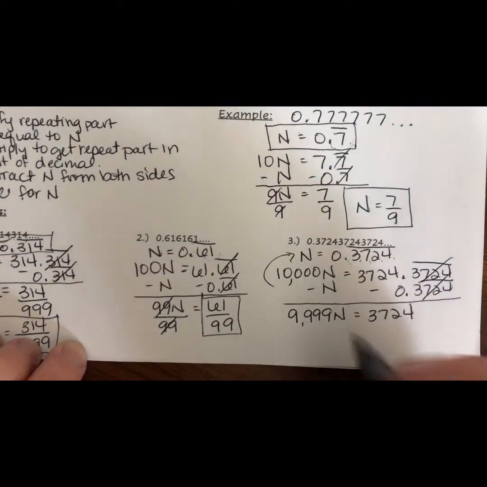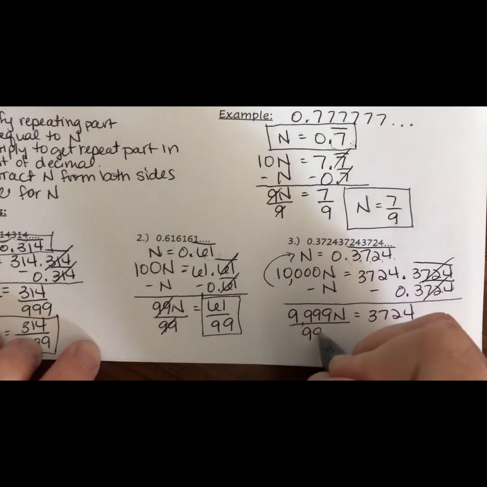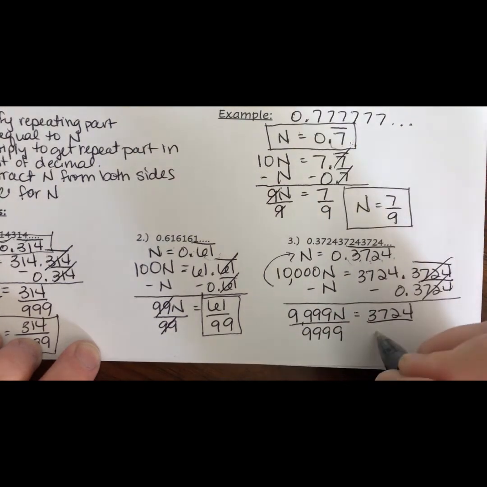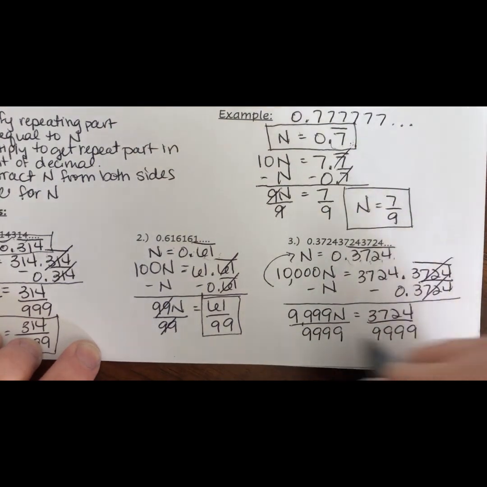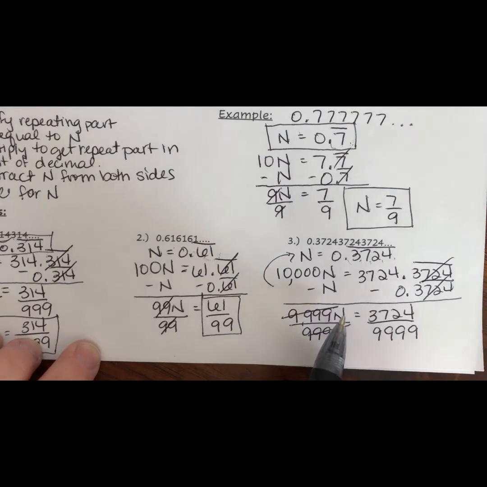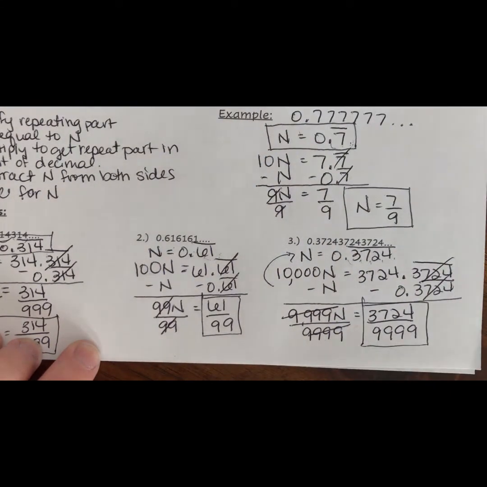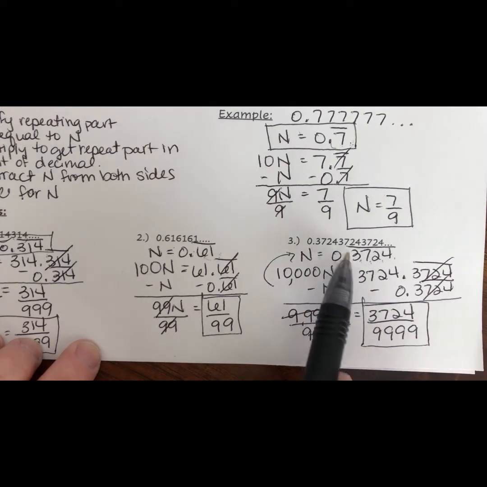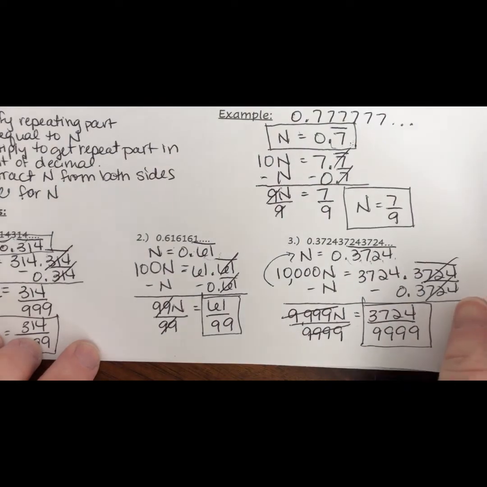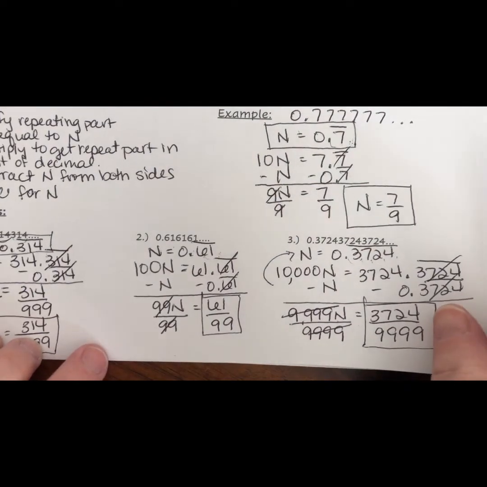Oops, sorry. Then I divide everything by 9999, 9999, and that's what n equals. N equals this big old number, and we're done. And you can always go back and check by taking out your calculator, 3724 divided by 9999, and you'll get this big old long repeating decimal. Kind of cool, right? I mean, as far as math goes, kind of neat to know how to do that.